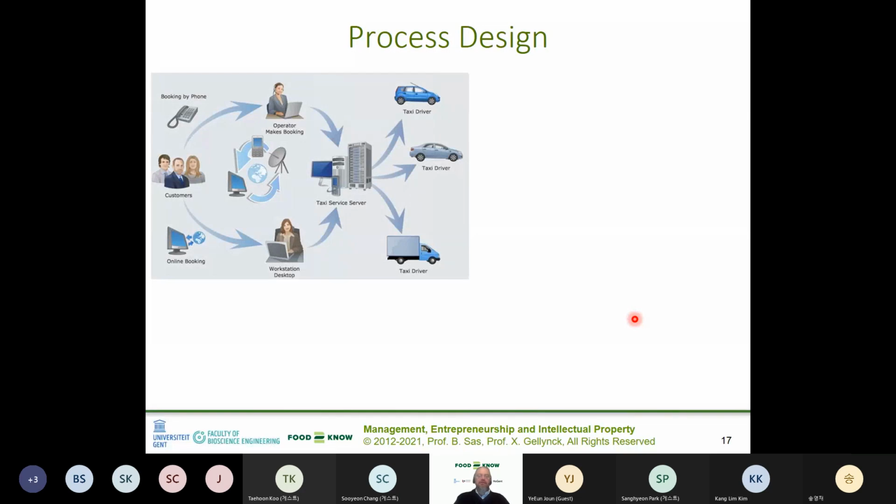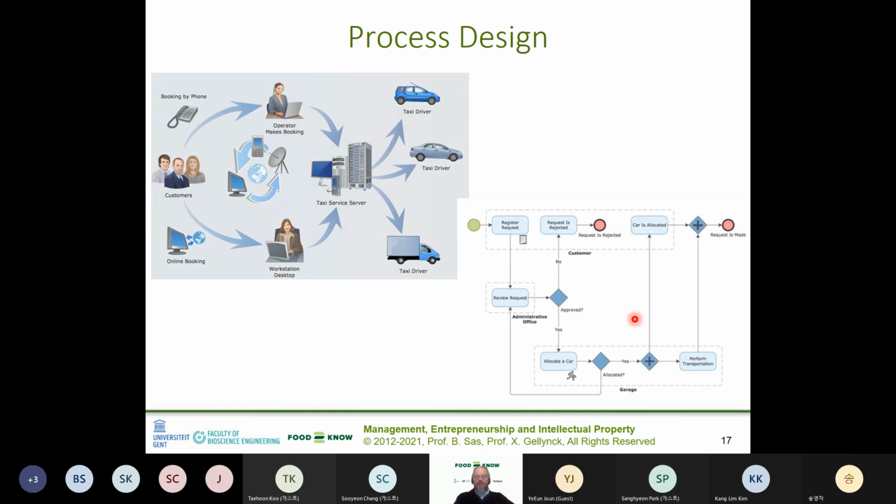You see a service flow here. This is actually a taxi company. I'm not sure whether it will exist still a long time with Uber coming up, already available in many countries. And here you see a process flow of how this service company, being a taxi company, operates.